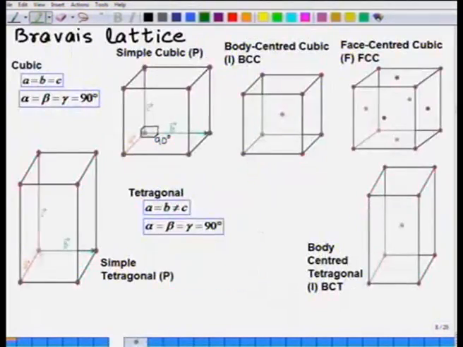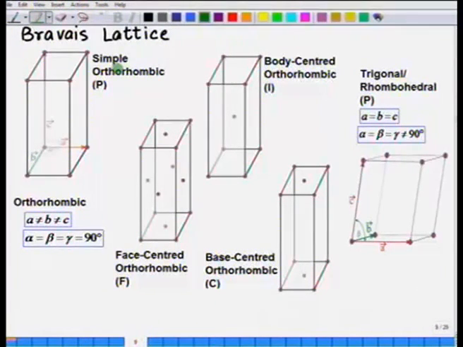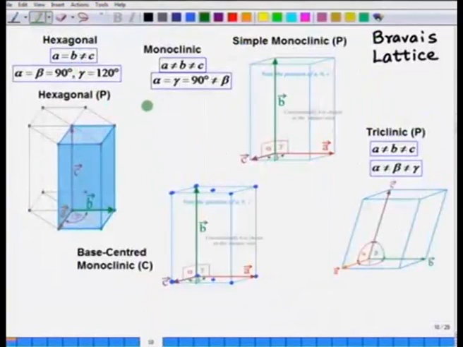There is a simple cubic, a body centered cubic, a face centered cubic, simple tetragonal, body centered tetragonal, simple orthorhombic, body centered orthorhombic, base centered orthorhombic, face centered orthorhombic, rhombohedral, hexagonal, simple monoclinic, base centered monoclinic, and triclinic. These are the 14 Bravais lattices which I have drawn on this page here. So far so good, and up to here I presume you were all very well versed.